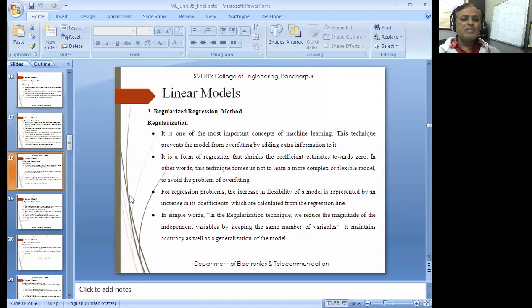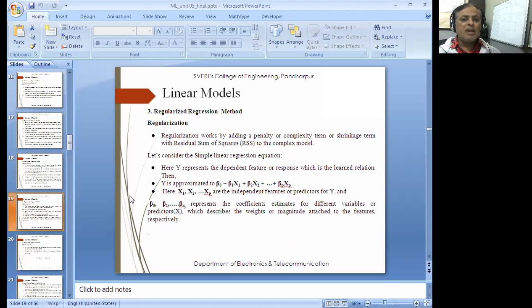For the regression problem, the increase in flexibility of the model is represented by an increase in its coefficients, which can be calculated from the regression line. In simple words, in the regularization technique we reduce the magnitude of the independent variables while keeping the same number of variables, and thus it maintains accuracy as well as generalization of the model.